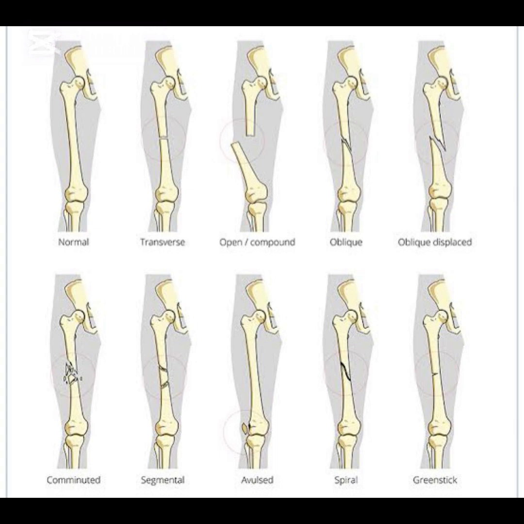Then the last one is the greenstick fracture, where we said in the previous video that one side of the bone is fractured and the other side, the fracture line is not complete through the whole circumference. So this side fractures, but the other side just bends.